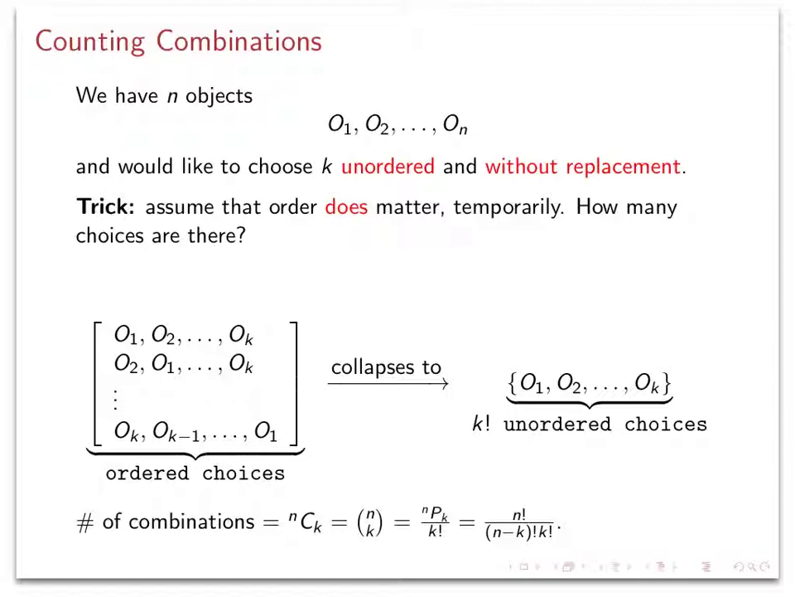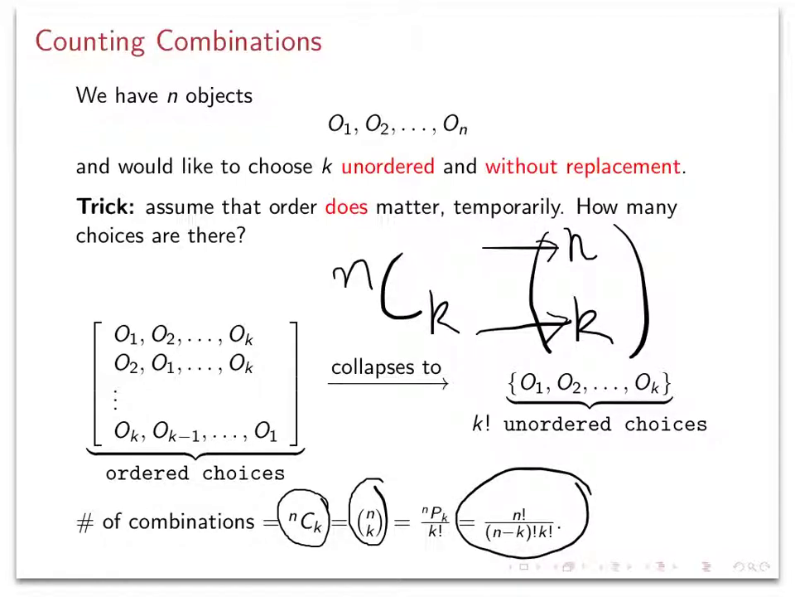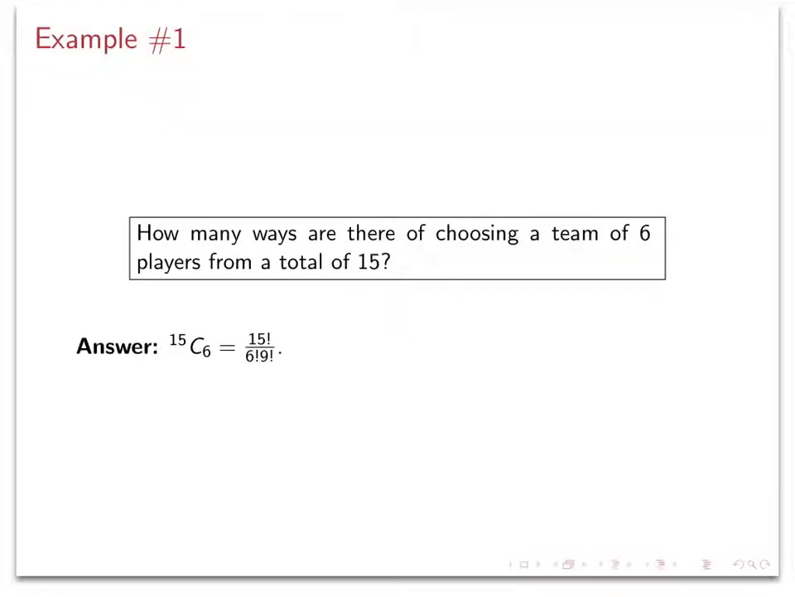We write this in one of two ways: nCk, or this funny notation where you have a bracket with n and k. This is called the binomial coefficient. n is the number of objects, k is the number of choices, or nCk is another way of writing the same binomial coefficient, and the formula for that is n factorial by (n minus k) factorial, k factorial.